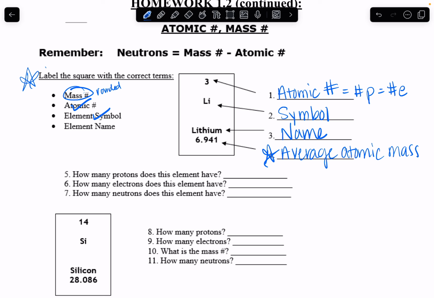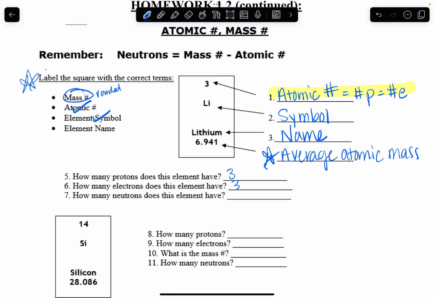Okay, how many protons does this element have? Well, I told you up here that the number of protons is equal to its atomic number, so it should have 3. Same thing with electrons. I told you that up there that it's equal to your atomic number, so I have 3. And then neutrons, I take this mass number and round it. So 6.9 will round to 7 minus 3 equals 4 neutrons.